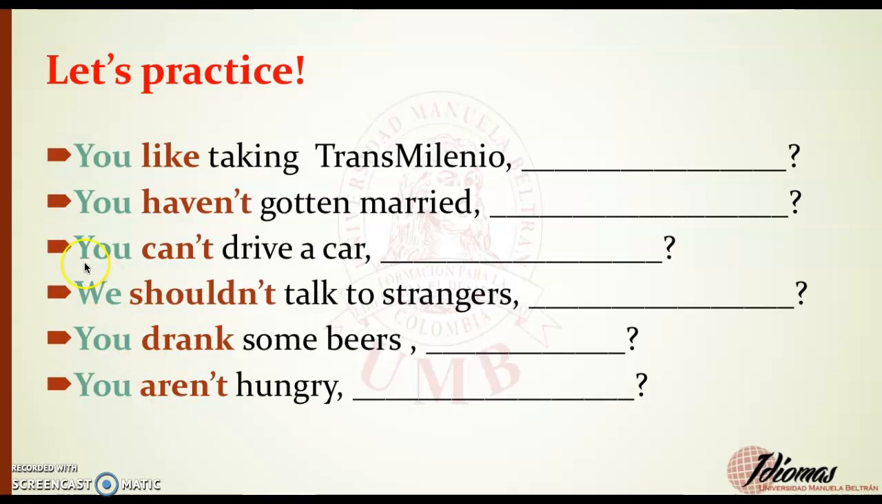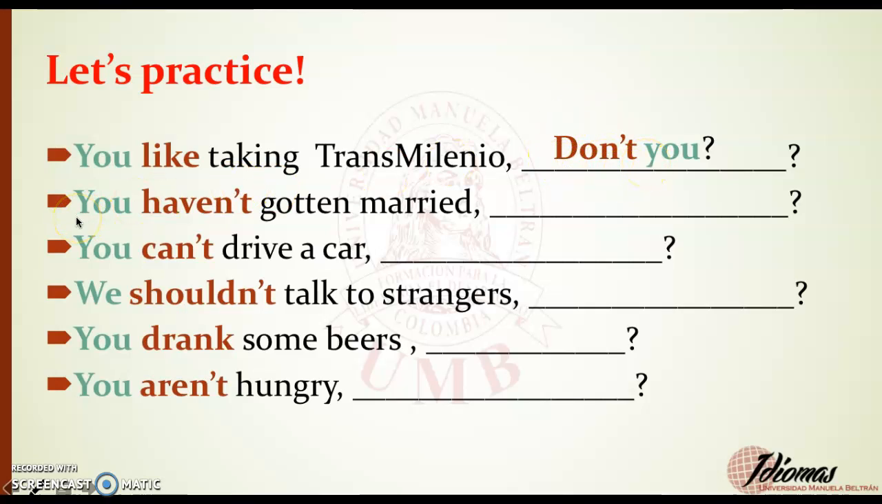So let's see the first one. It says, "You like taking Transmillennium." What is the tense? This is in present. Do you remember what the auxiliaries of simple present are? You remember do and does? Okay. So for simple present, it's very important to use the auxiliary. So: "You like taking Transmillennium, don't you?" Why don't you and not do you? Because you remember when this is affirmative, the tag question that corresponds needs to be negative.